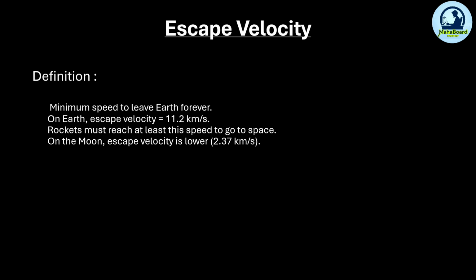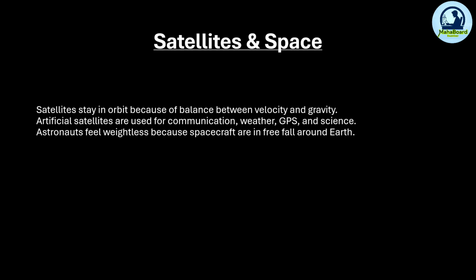So let's see a little about satellites and space also. A satellite is any body that revolves around a planet. For example, the Moon is the Earth's natural satellite. Humans have also made artificial satellites, which we launch into orbit around the Earth for different uses.